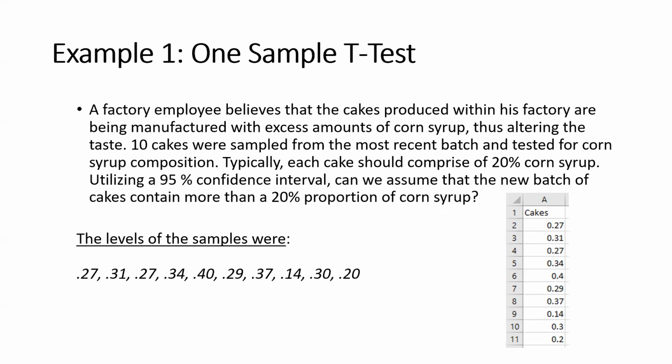Utilizing a 95% confidence interval, remember, 1 minus the confidence interval as a decimal, 1 minus 0.95, that's our corresponding alpha value. So we're assuming an alpha value of 0.05, all right? Utilizing a 95% confidence interval, which means an alpha value of 0.05, can we assume that the new batch of cakes contains more than a 20% proportion of corn syrup?